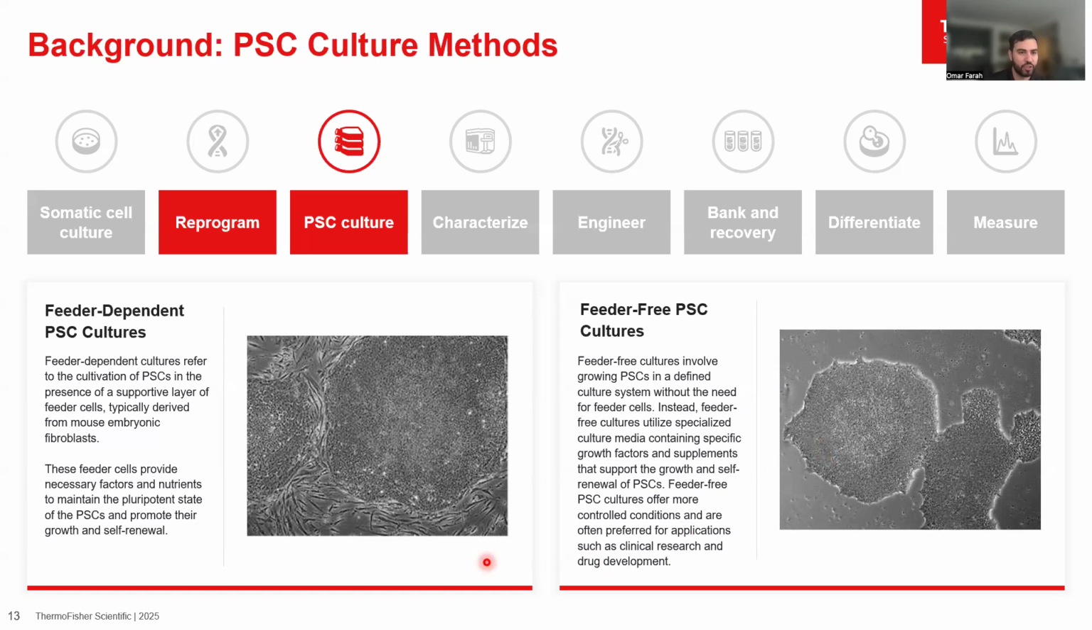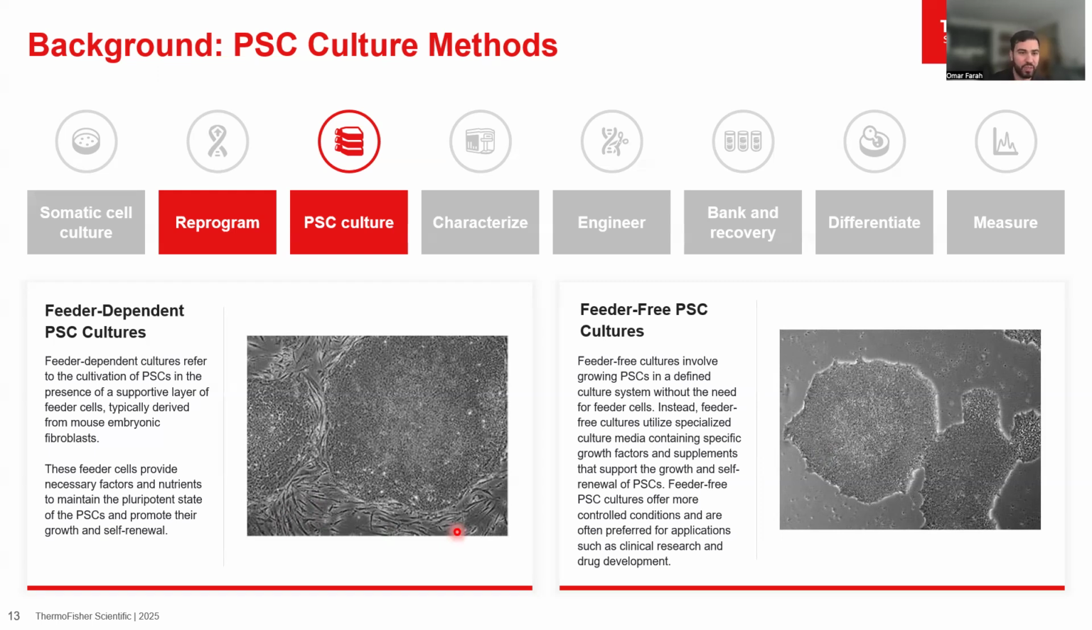But just wanted to introduce this nomenclature, right? Feeder-dependent cultures and feeder-free cultures. We're going to mainly talk about feeder-free cultures for the most part. The idea from moving away from these feeder-dependent cultures is we didn't want a culture system that had both human iPSCs as well as mouse embryonic fibroblasts. So you have two different species in one dish, which makes it a little bit more complicated to analyze your results downstream.